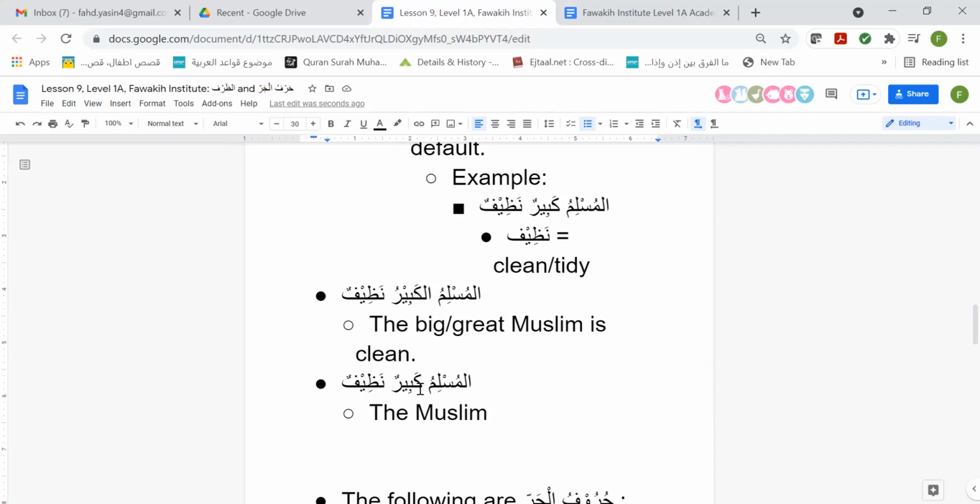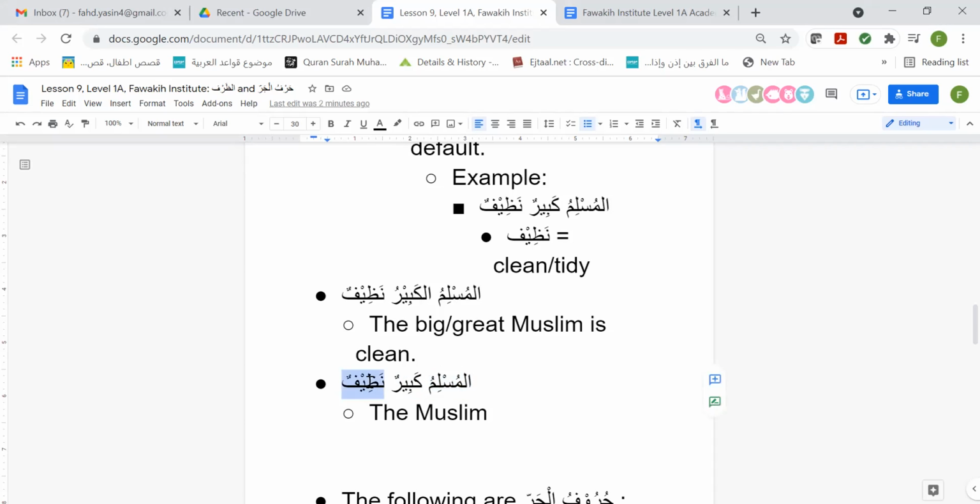Kabir cannot be the adjective for Muslim because it has to agree in the definiteness, and it doesn't because there's no alif lam at the beginning. And remember, if it has alif lam, it cannot have tanween, and if it does not have alif lam, it will have tanween, right? They're opposites. So anyway, this word is indefinite, this word is definite, therefore they cannot be used to describe each other.